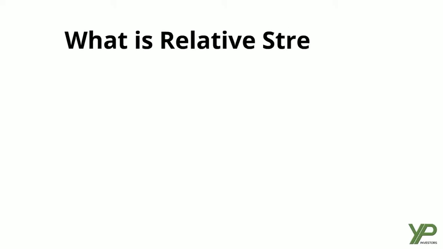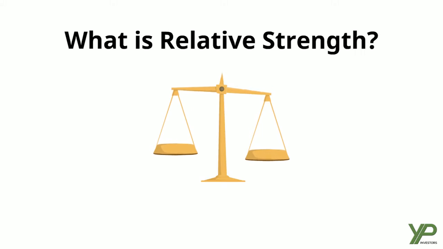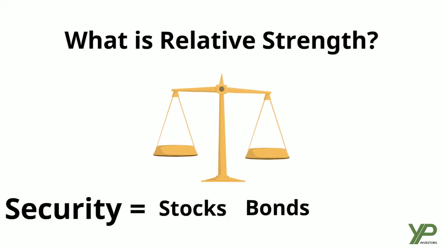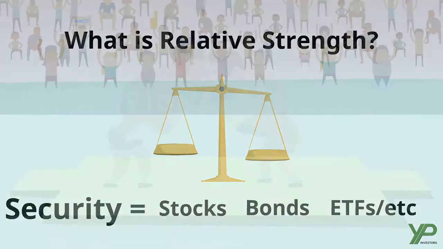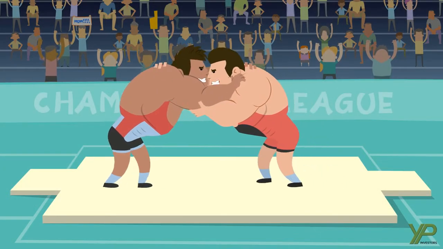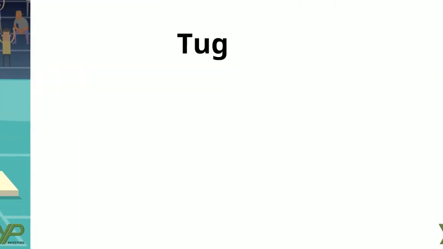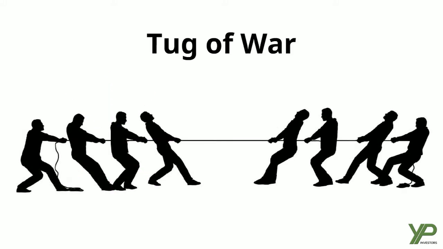So what is relative strength? Relative strength is a head-to-head comparison of two securities. A security can be a stock, bond, ETF, or likewise. Whichever security is performing better is declared the winner during the head-to-head comparison. An easy way to visualize relative strength is to picture a tug of war. Each side represents a security, and in the end, the stronger security wins the relative strength battle.